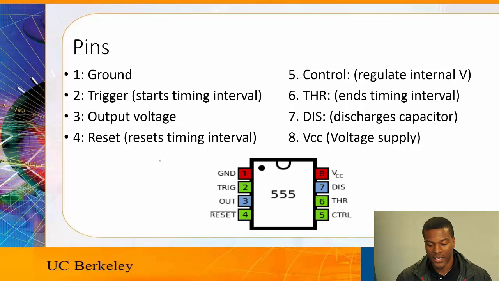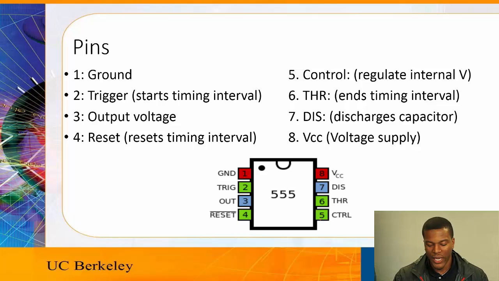Here's a diagram of the IC with each pin defined above. So pin 1 is ground, which is essentially the place that you establish your ground. Trigger establishes the timing interval for your clock. Output voltage is essentially the output of the clock. Reset is used to reset the timing interval.